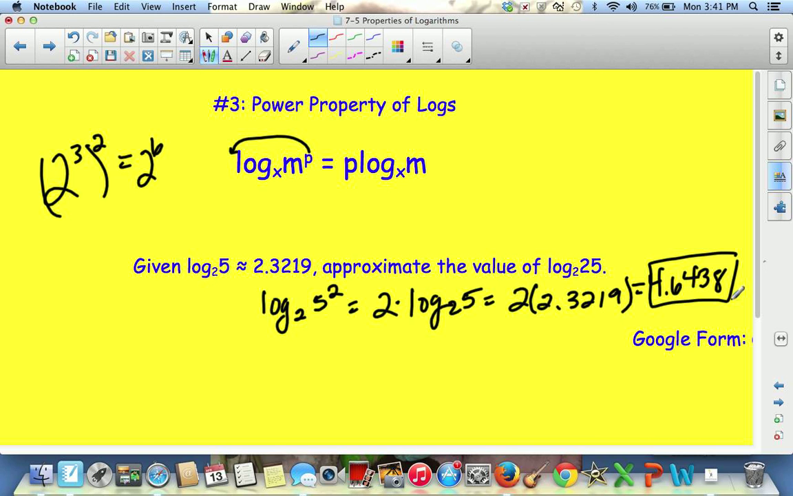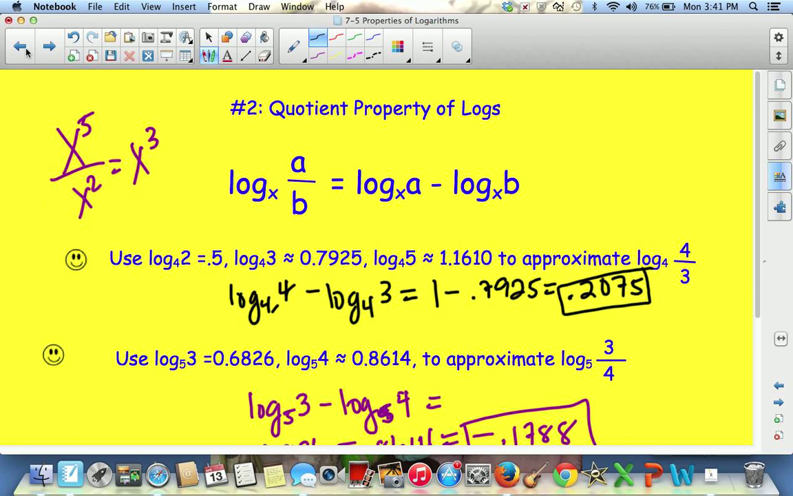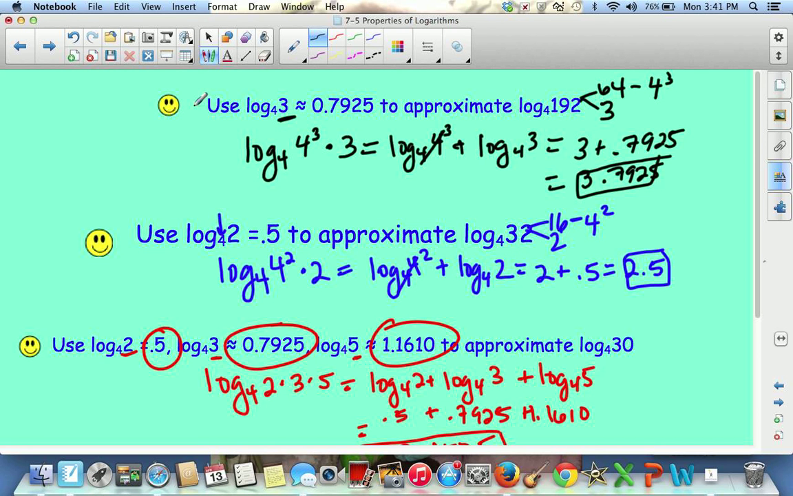Now, what you could do is go back to other problems that we had here, like on this page, and maybe see if you can use the power property instead. That might be helpful, especially with this one. You can use the power property on this. Instead of splitting 32 up like this, you could write it as log base 4 of 2 to the 5th, which is 5 times log base 4 of 2.